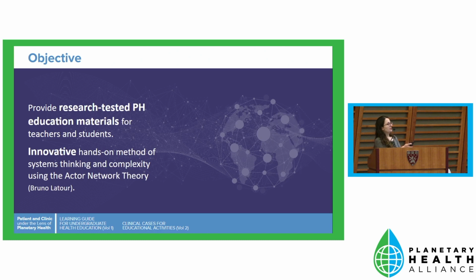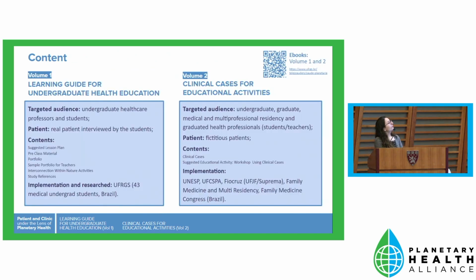The objective of this work is to provide research-tested planetary health educational materials for teachers and students, and an innovative hands-on method of system thinking and complexity using the actor network theory. So volume 1 and volume 2, what's the difference? The targeted audience is a little different, as I have mentioned. Volume 1 is for undergraduate healthcare professors and students, and volume 2 for undergraduate, graduate, medical, multi-professional residency, and graduated health professions, also for teachers or students who want to use them.